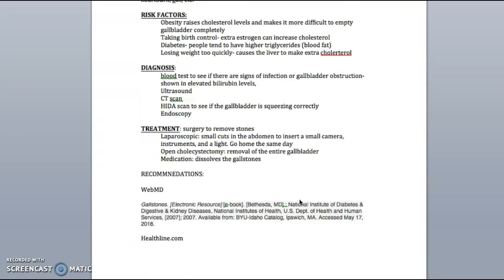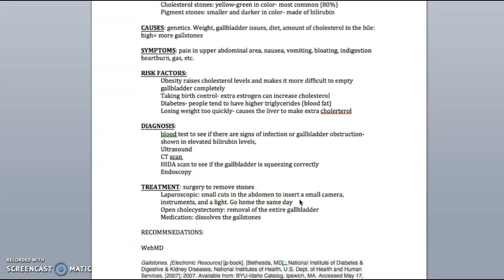The recommendations are just to watch your diet, and get regular checkups if you have a genetic history of gallstones in the family. Watch your weight. If you're gaining it quickly or losing it quickly, make sure that you're doing that in a safe way.